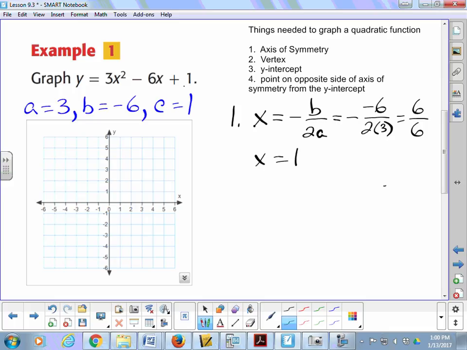So that tells me then that when I graph this, the graph is going to be mirror images on both sides of that line. You don't have to draw this line on paper. Actually, I wouldn't. I just did it there just to remind you. Now, so there's the x value. How do I find the y value for the vertex then? Josh? All right, we're going to put 1 in for x. So y equals 3 times 1 squared minus 6 times 1 plus 1.